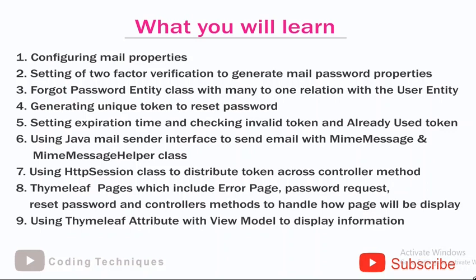What you will learn: configuring mail properties, setting up two-factor verification to generate mail password properties, a forgot password entity class with a many-to-one relation with the user entity in the database, generating a unique token to reset the password, setting the expiration time and checking invalid tokens and already used tokens, using the Java mail sender interface to send email with the MimeMessage and MimeMessageHelper classes, using the HttpSession class to distribute the token across controller methods, Thymeleaf pages, which include the error page, password request, and reset password, and controller methods to handle how the pages will be displayed, using Thymeleaf attributes with the view model to display information.